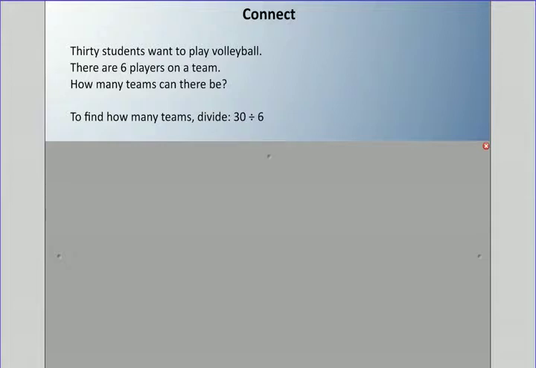Well, to find out how many teams, we need to divide 30 divided by 6. So there's 30 total students. We're going to divide by 6 players on each team. How many teams will there be?